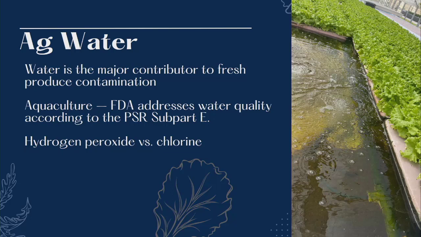And again, think about this: growers don't use chlorine in the system. Chlorine is toxic to the plants, but they use hydrogen peroxide. So we have a different approach here. But again, use sanitizers that are EPA approved and for their intended use.